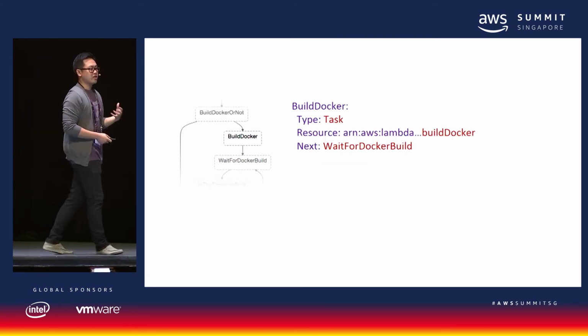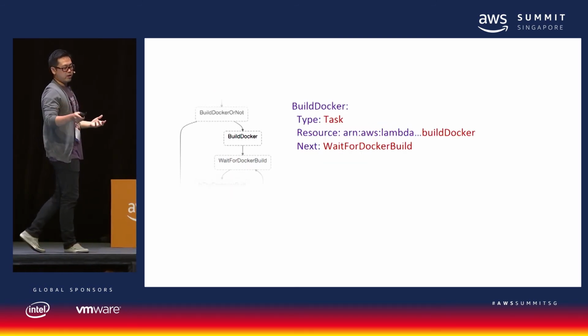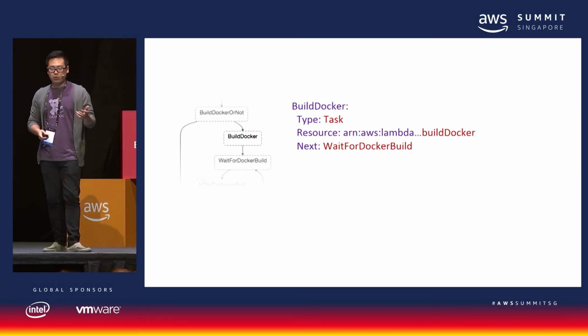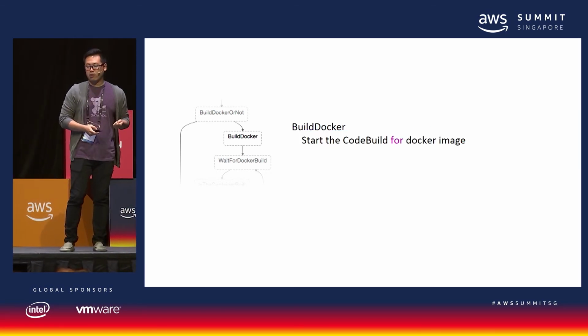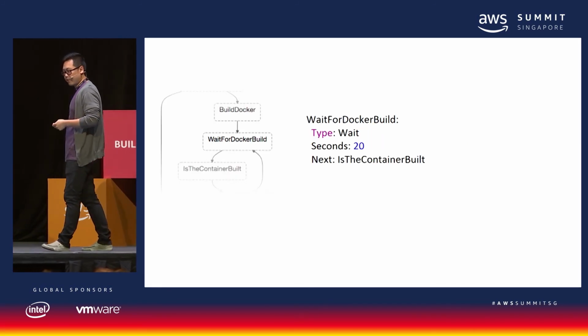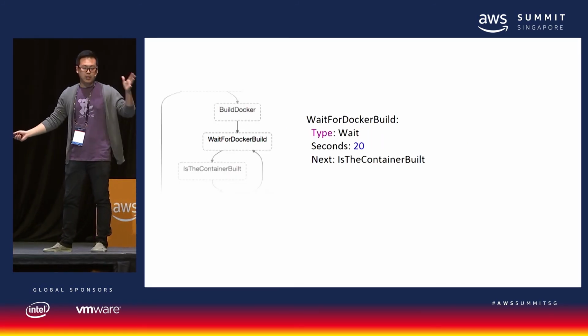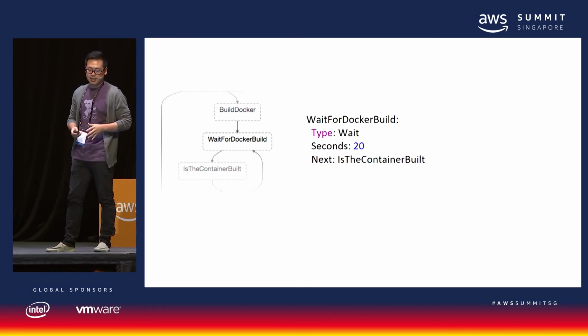And build Docker is just another task here. As you can see, another ARN. And next we're going to go to wait for Docker build. And all build Docker does, it just starts the CodeBuild for the Docker image. So next we go to wait for Docker build, and we wait. That's what we do here. We wait for 20 seconds.